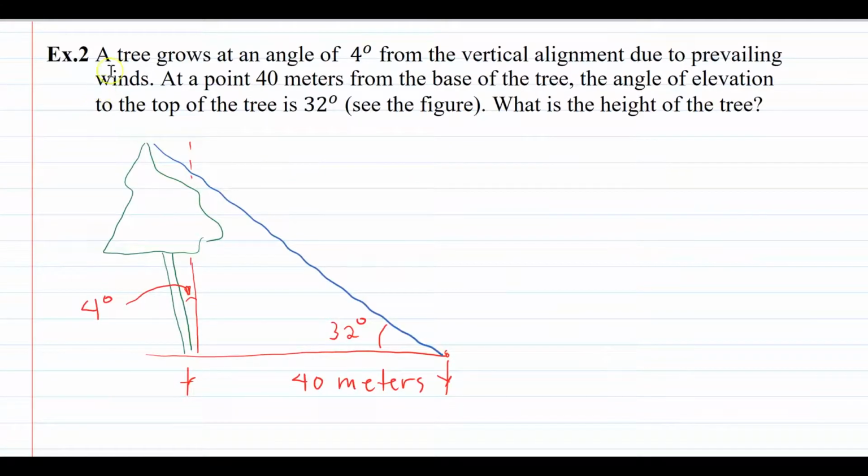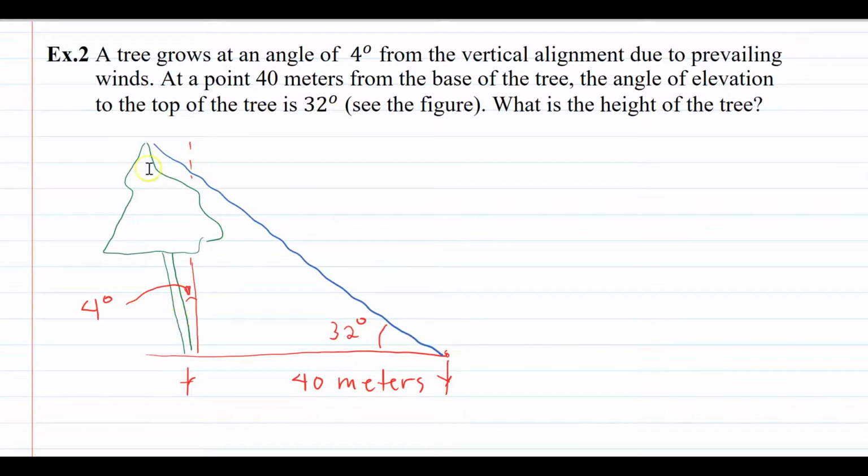Now let's take a look at example 2. A tree grows at an angle of 4 degrees from the vertical alignment due to prevailing winds. At a point 40 meters from the base of the tree, the angle of elevation to the top of the tree is 32 degrees. What is the height of the tree?